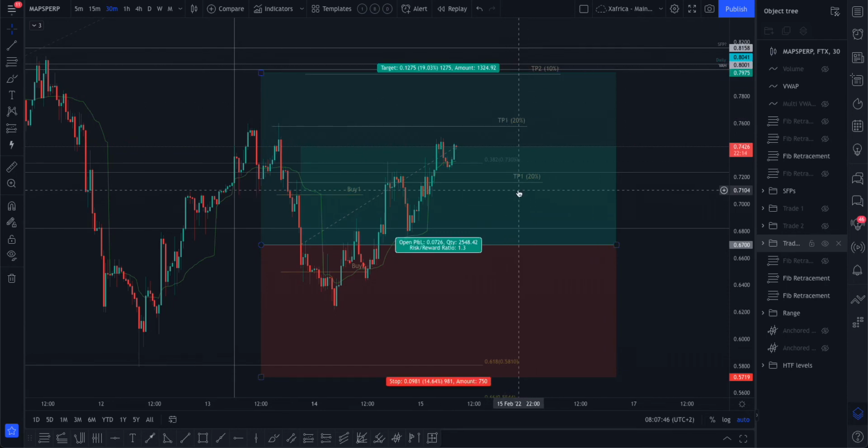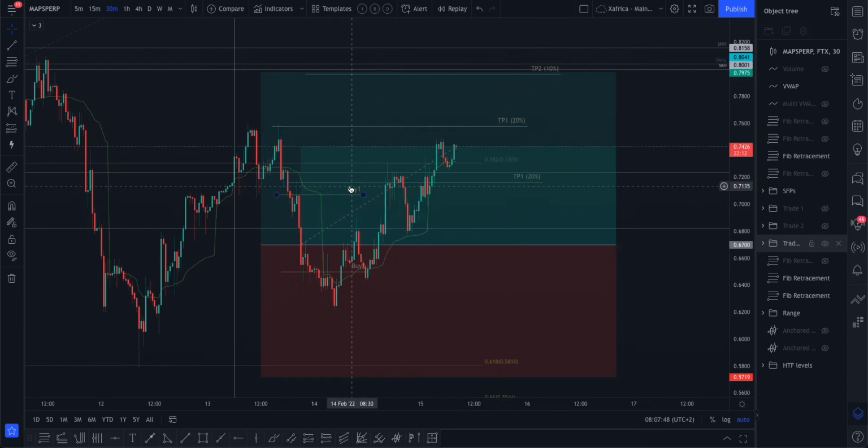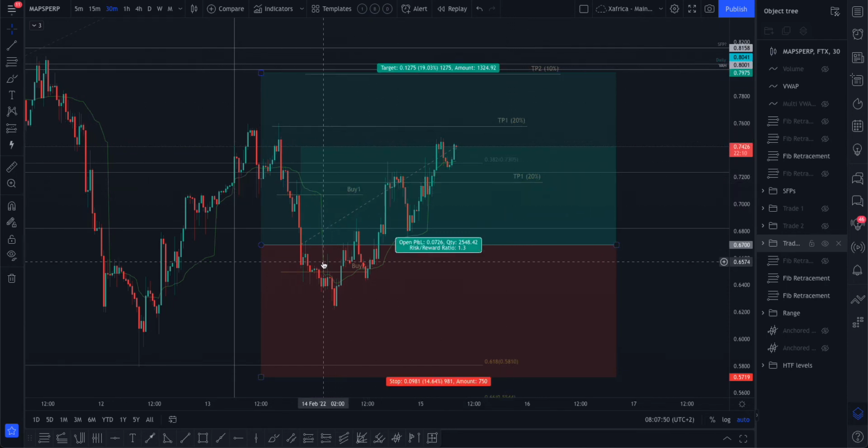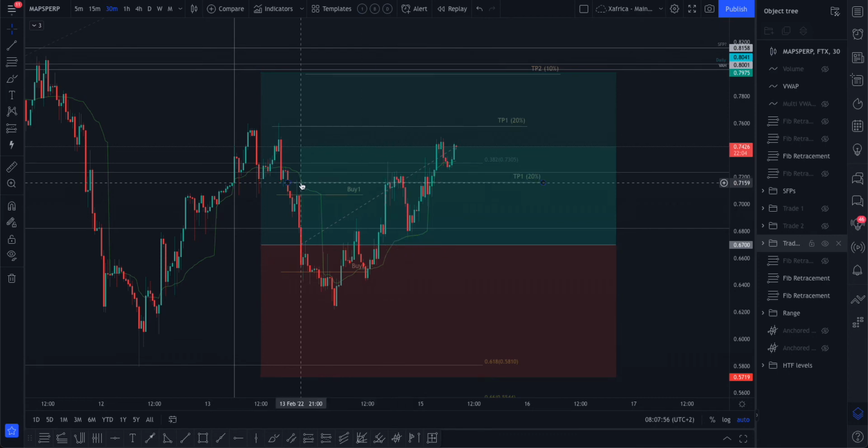I should change those because that was my TP1 when I had my first entry, but obviously when my average entry moved lower, I wanted those highs, or just before those highs, to be my take profit 1.